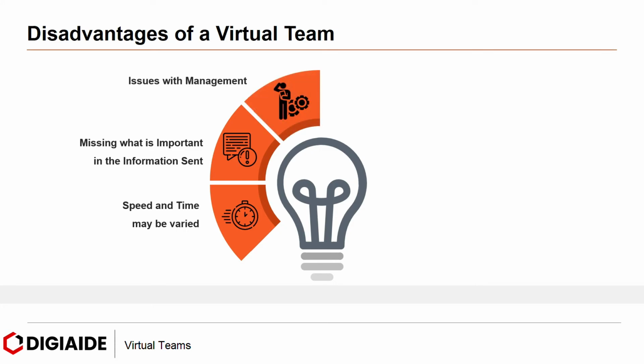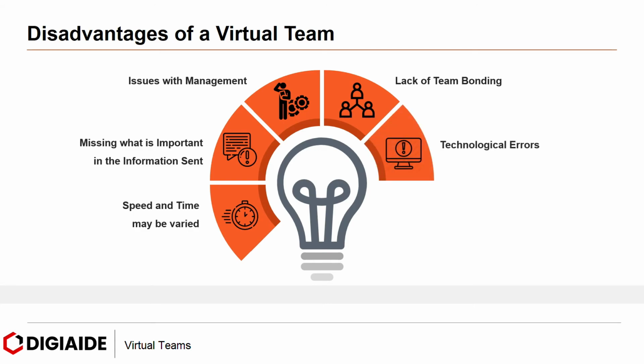Next is issues with management. Virtual teams are challenging to look after if the individuals are bad leaders or are bad at communicating. Fourth, and the most important, what I feel is lack of team bonding because employees don't meet each other. Next, there could be technological errors, as virtual teams depend on their computers and internet to get their jobs done. And finally, the most important, the meaning of silence is not known, especially in instant messaging and emails.